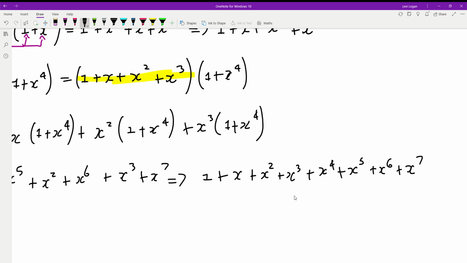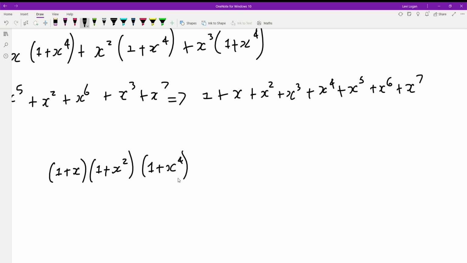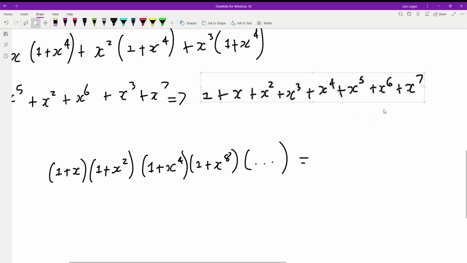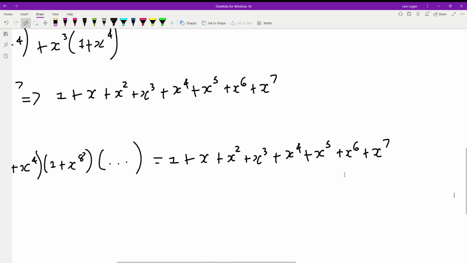Now, if you keep doing this indefinitely, so if you go 1 plus x times 1 plus x squared times 1 plus x to the 4 and then 1 plus x to the 8, and you kept doing that indefinitely, what you're going to get is this thing, but it's going to be leading powers. The powers of x are increasing by a degree of 1. So if you did this indefinitely, this would be plus x to the 8 plus dot dot dot plus x to the n. Whatever term you stop at, but it'd be infinity.